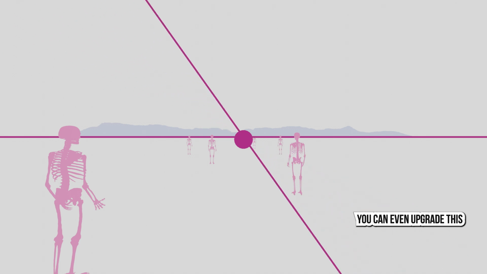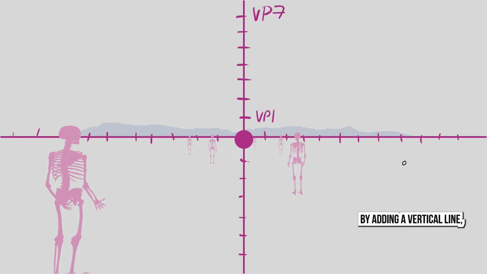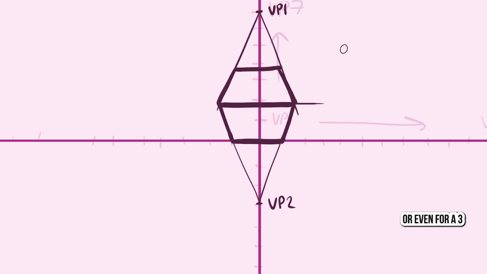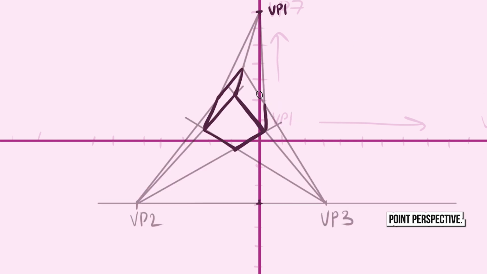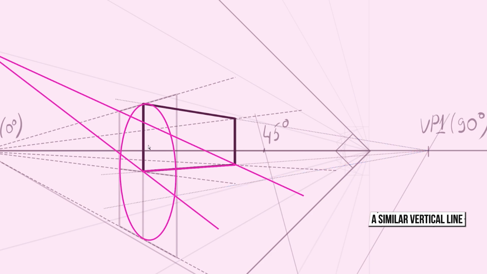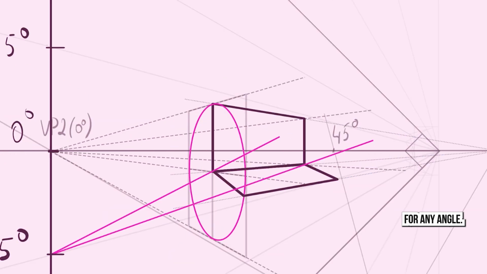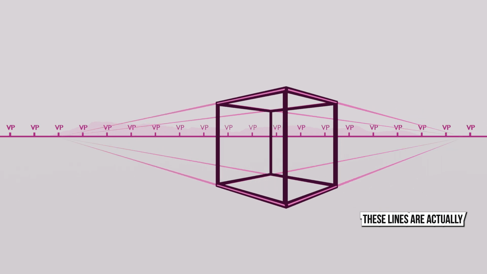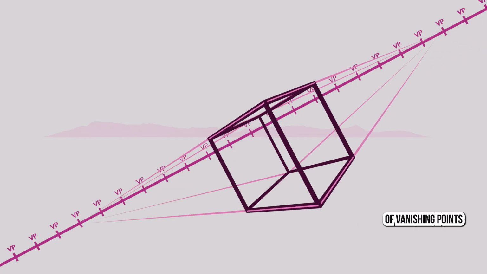You can even upgrade this T-shape by adding a vertical line, like a rifle scope, and get setups for a vertical 2-point perspective or even for a 3-point perspective. If you remember, in the video about rotation, we already used a similar vertical line with vanishing points for any angle. And that's not just a coincidence.